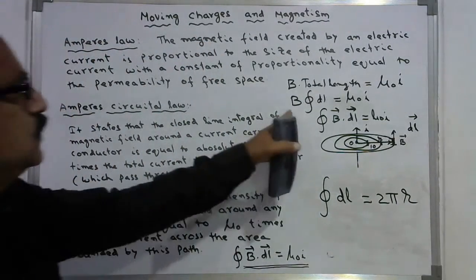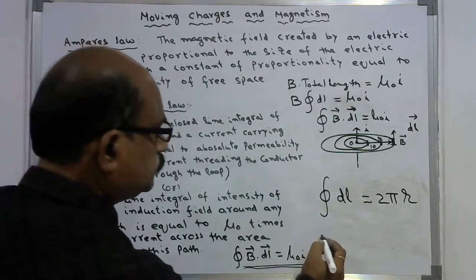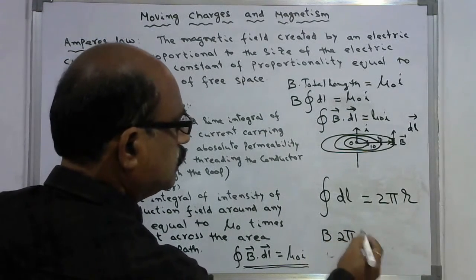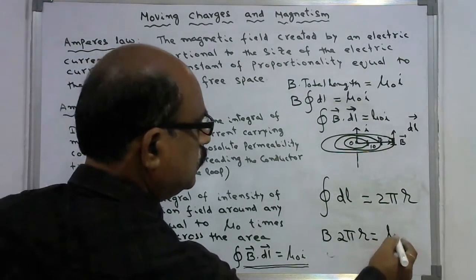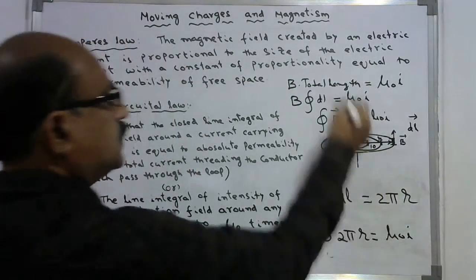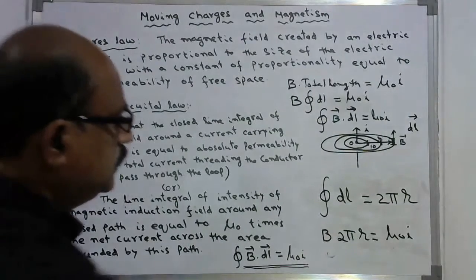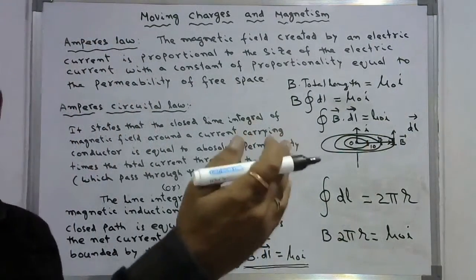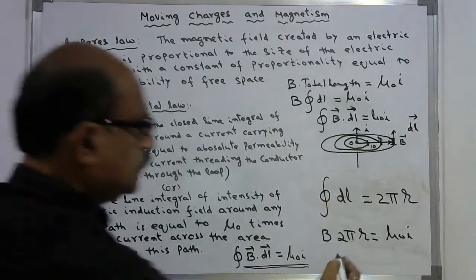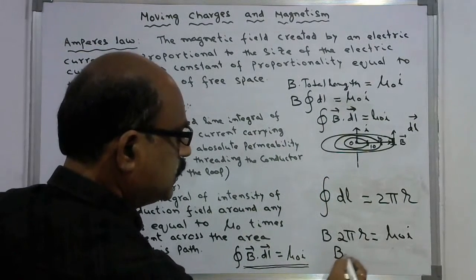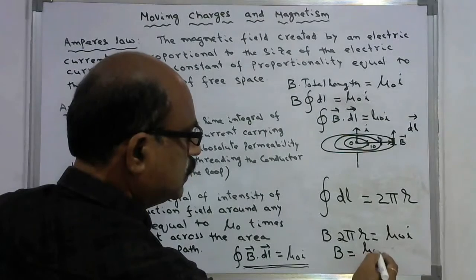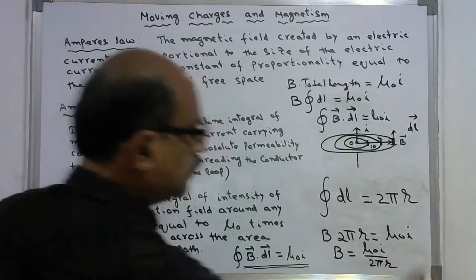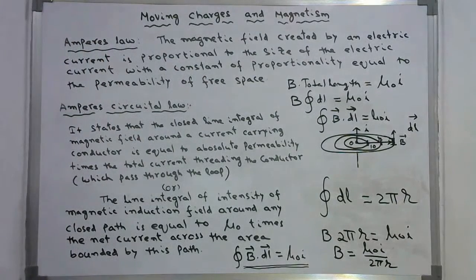So, B into 2 pi r, B into 2 pi r is equal to mu naught I. For a straight conductor carrying current I, if you want to find the magnetic induction at a particular distance r, now B can be written as mu naught I by 2 pi r. Mu naught I by 2 pi r.